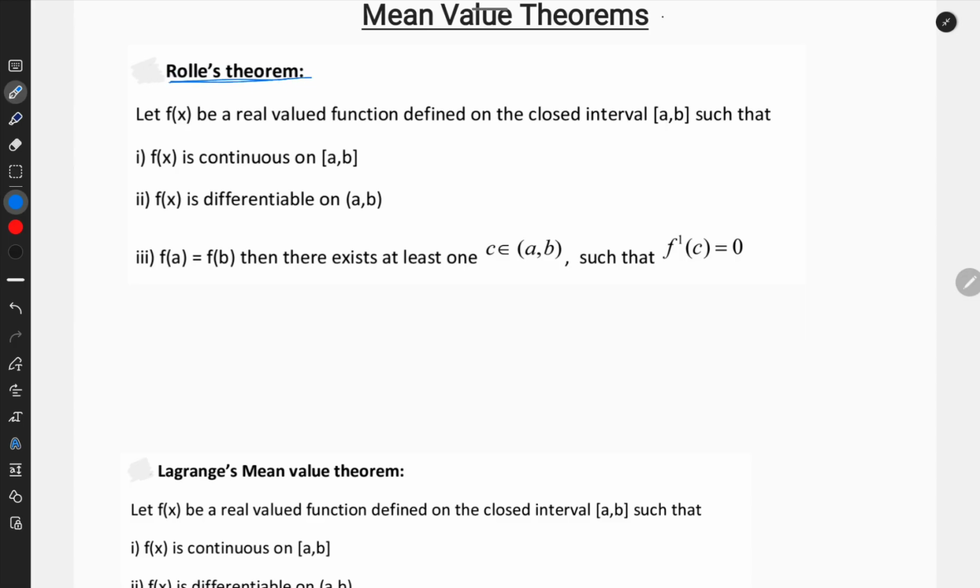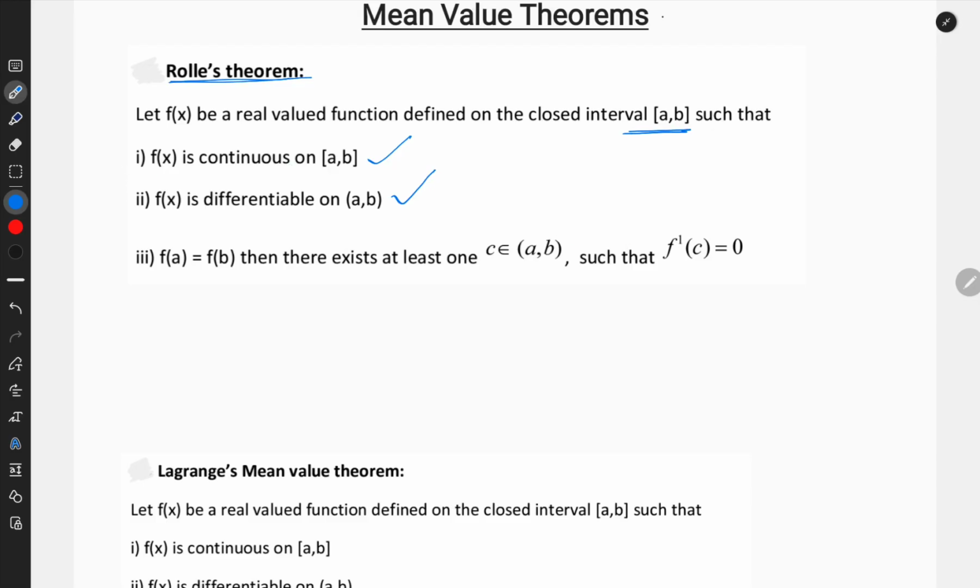What is Rolle's theorem? It states that if f is a real valued function defined on a closed interval [a, b], such that f is continuous on the closed interval and f is differentiable on the open interval (a, b). So what is the meaning of these 2 points?